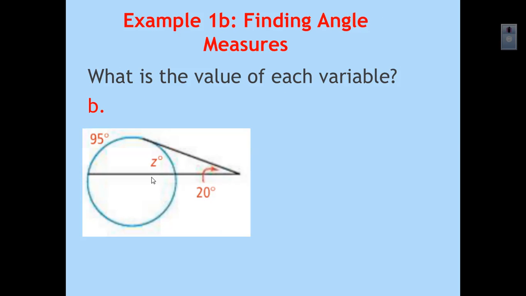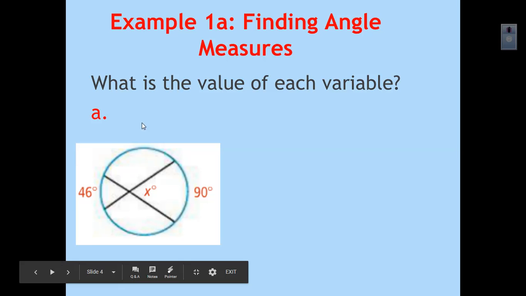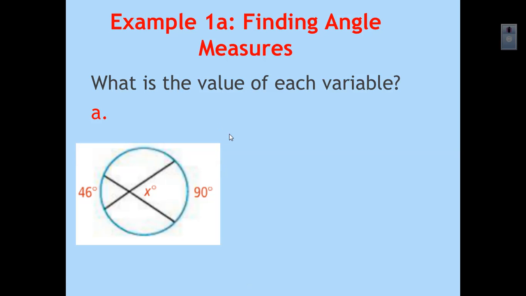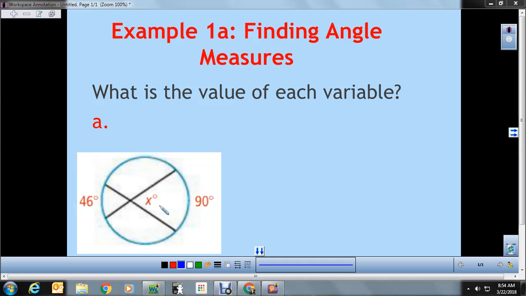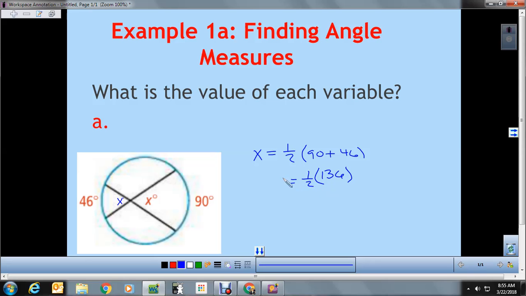So let's take a look at our first example. In this one, we're trying to find the value of x, the angle that's in between. So what we have to do first is take a look at our two arcs that it opens up to. This angle right here opens up to 90 degrees, and because they're vertical angles, this would be x as well. It opens up to 46. So to find the measure of x, we take 1/2 times the sum of 90 plus 46. We add these two together, it gives us 136, and then we take half of it, and x is going to be equal to 68 degrees.